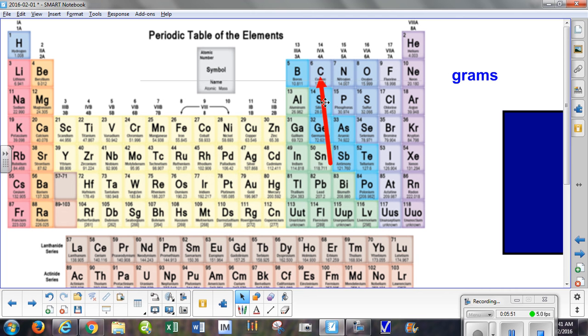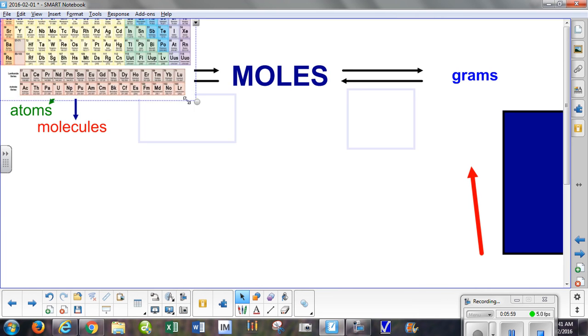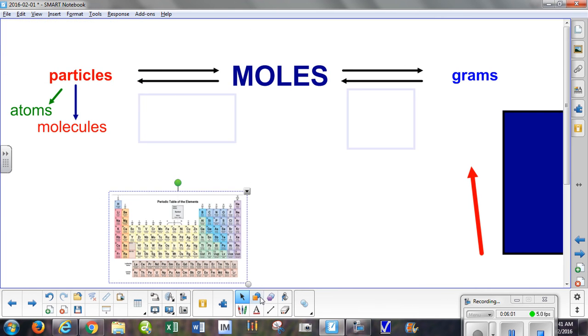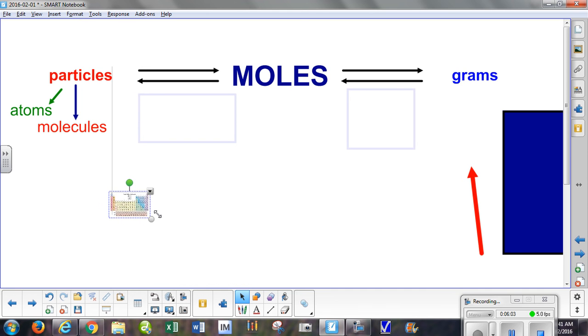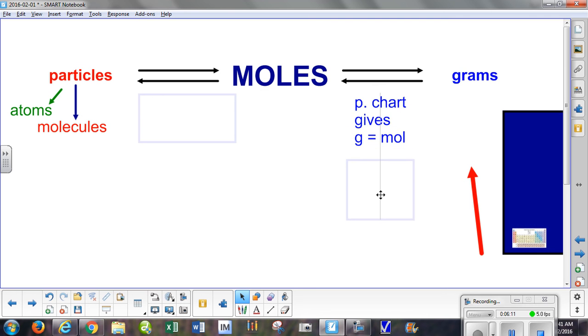Anyway, everybody has its own number, and with those numbers we can do the conversions that we need to do. So let's pack this up and put it down here where it will be out of the way, and let's think about what the next thing that we're going to be doing is, and that is using the periodic chart to give us how many grams is equal to 1 mole. So you want to write that down.